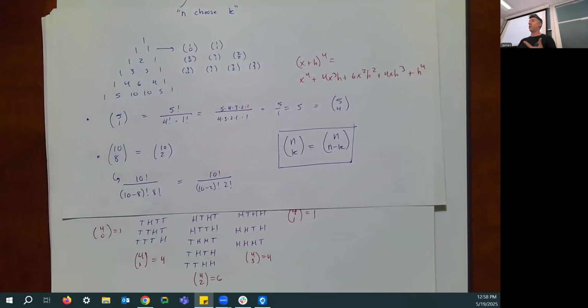But these numbers do come up a lot. They are the binomial coefficients. They're also called the choose function. And again, it's the number of ways you can choose a things out of n things, where order doesn't matter.